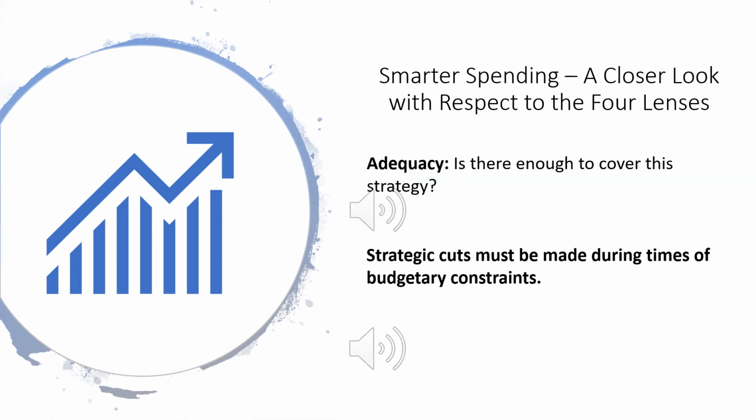Adequacy simply refers to having the adequate funding to pay for the strategy you hope to use. Cuts must be made during times of budgetary constraints. Budget cuts are necessary during times of rising costs, unexpected declines in student enrollment, and during the new biennium of the governor's proposed budget.